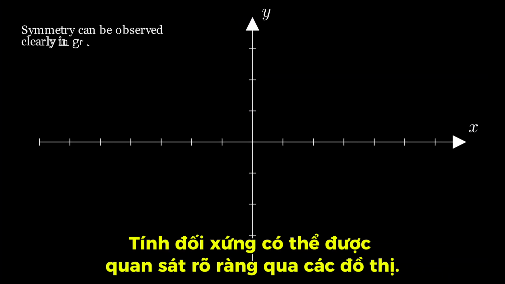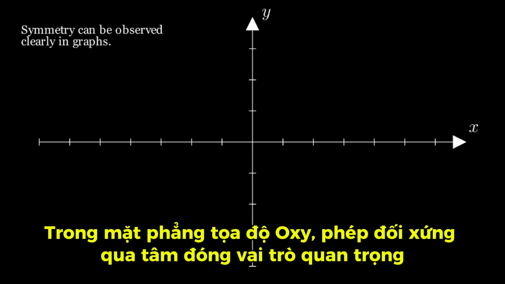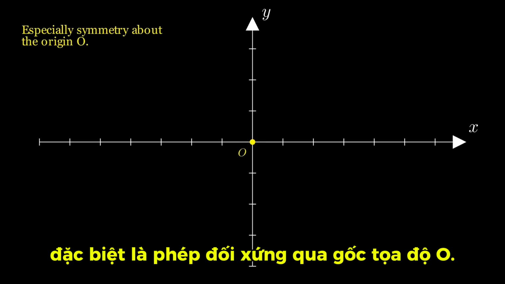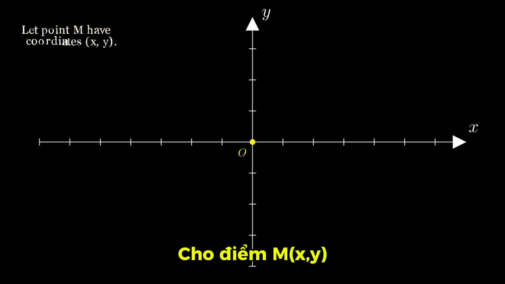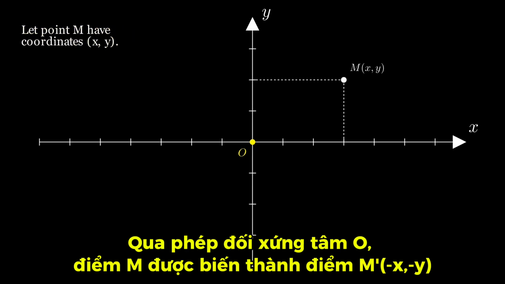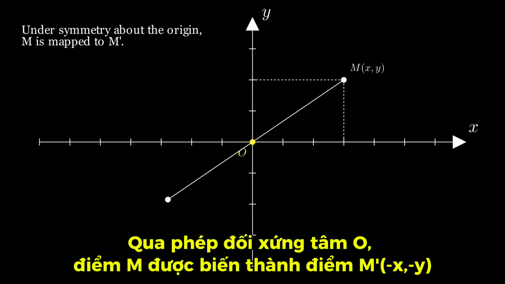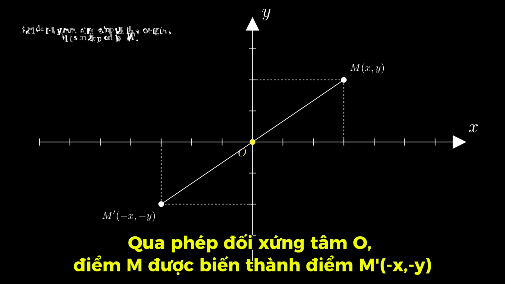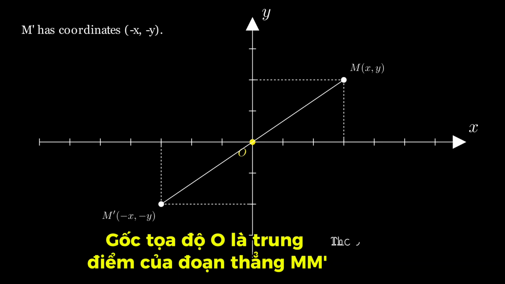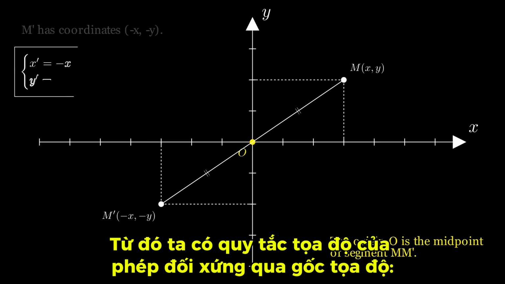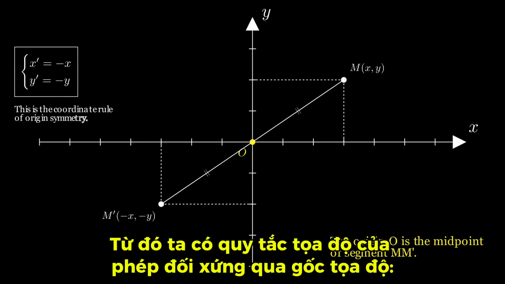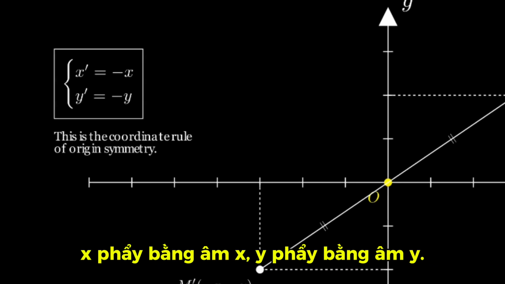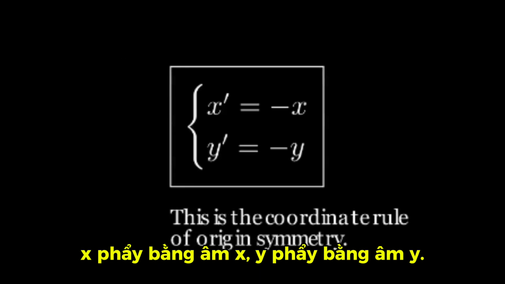Symmetry can be observed clearly in graphs. In the coordinate plane OXY, symmetry about a point plays an important role, especially symmetry about the origin. Let point M have coordinates (x, y). Under symmetry about the origin, point M is mapped to point M prime, whose coordinates are (minus x, minus y). The origin O is the midpoint of segment MM prime. This relationship gives us the coordinate rules of symmetry about the origin: x prime equals minus x, y prime equals minus y.